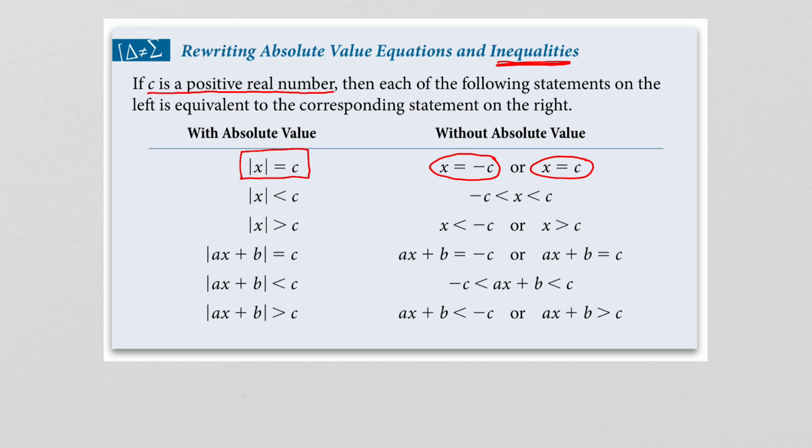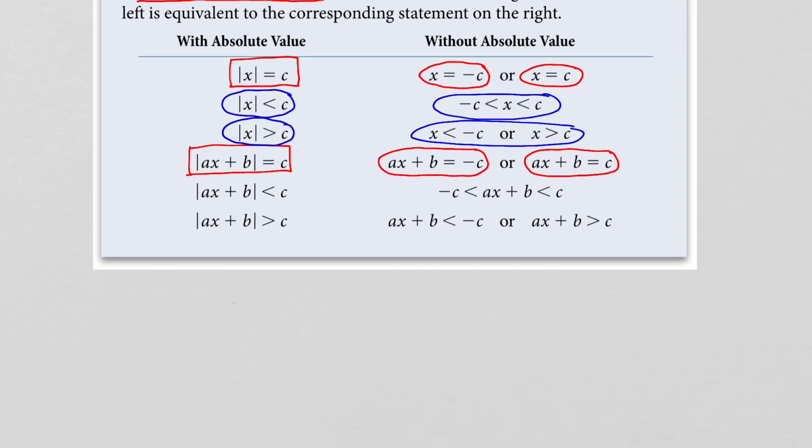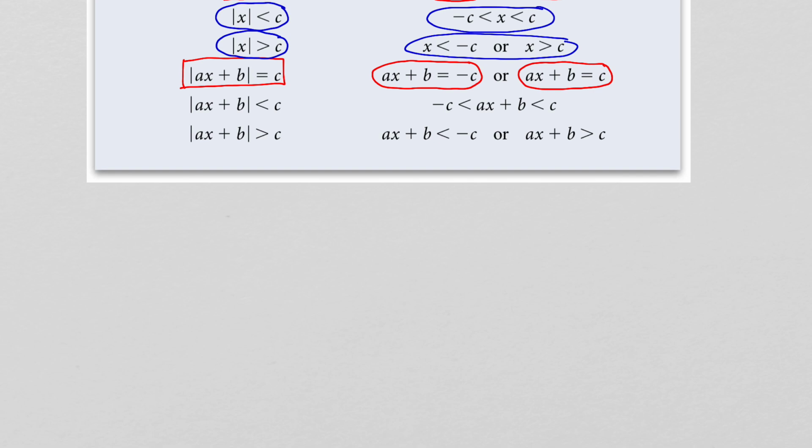And of course, a slightly more complicated version would be if you have the absolute value of something like ax plus b is equal to c, you are going to set ax plus b equal to negative c or positive c. But what if we have an absolute value is less than c, or an absolute value is greater than c? How do we handle these cases? Well, you can see here, this is how we handle them, but let's talk about why this is what we do.